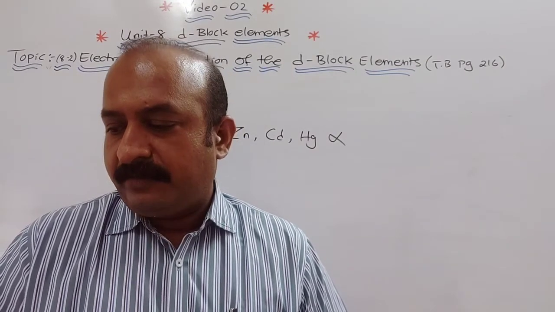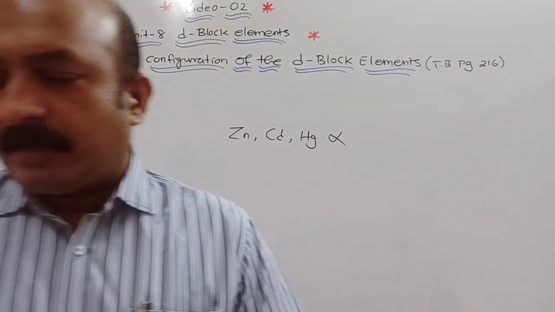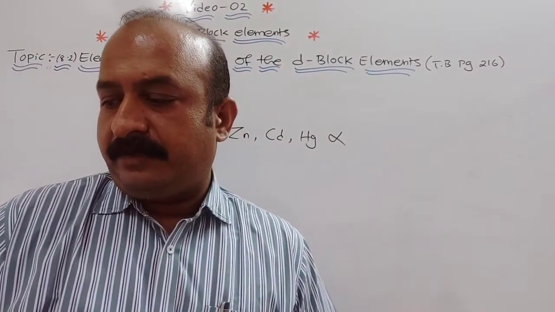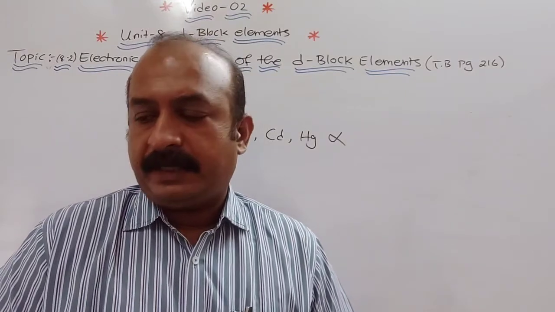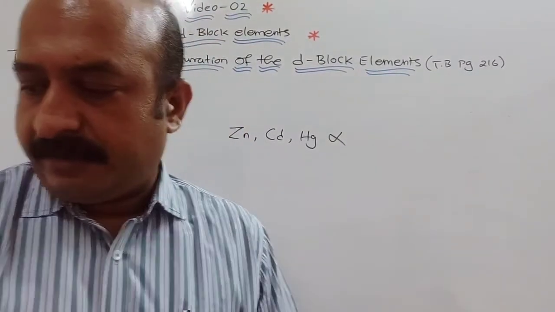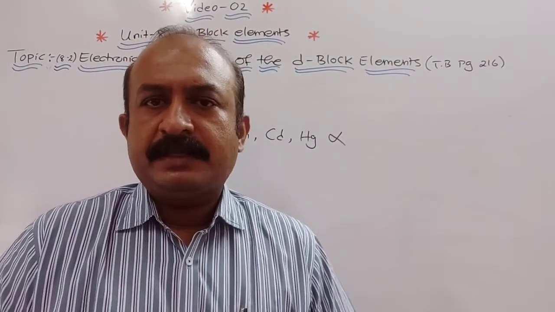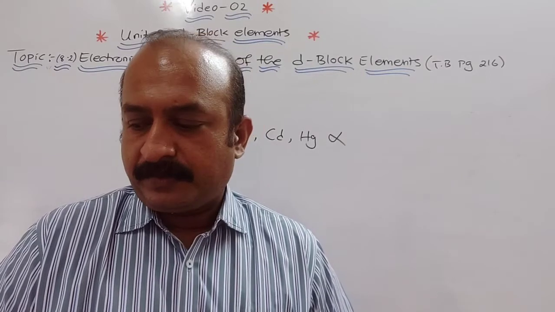So next time when we come we will be discussing the general properties of transition elements, in which variation in atomic and ionic sizes is given, which I already said. Then ionization enthalpy is there, like that many things are there, we will be discussing in our next video.